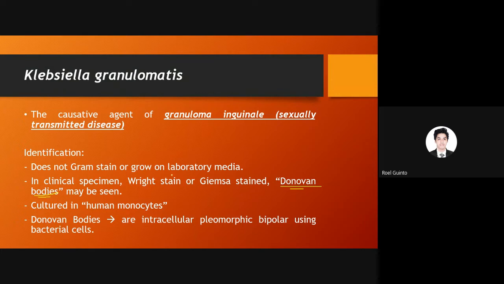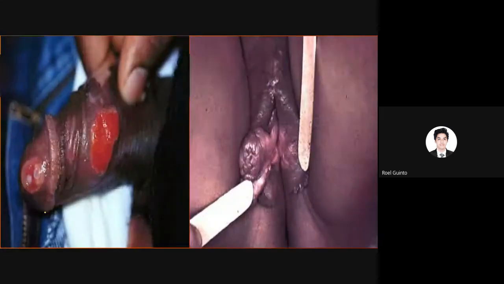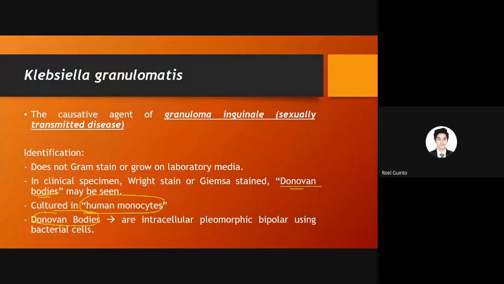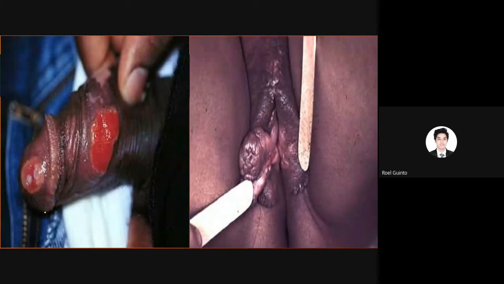Since sabi nga natin kanina, hindi siya pwede tumubo sa ating culture media. Anong gagamitin natin? Human monocytes. So these Donovan bodies are intracellular pleomorphic bipolar rod-shaped bacterial cells. So this is the example of infection that is caused by Klebsiella granulomatis.